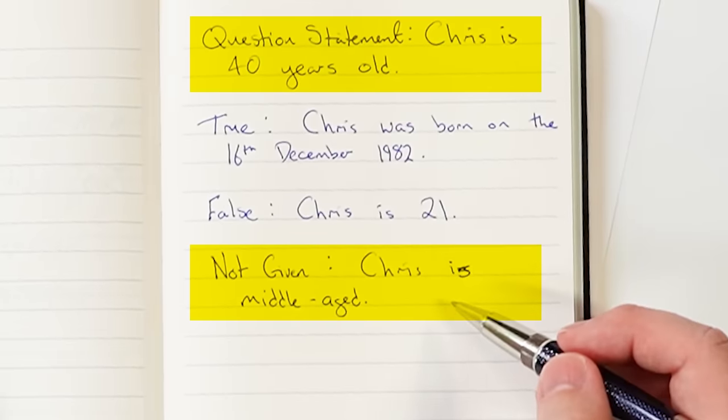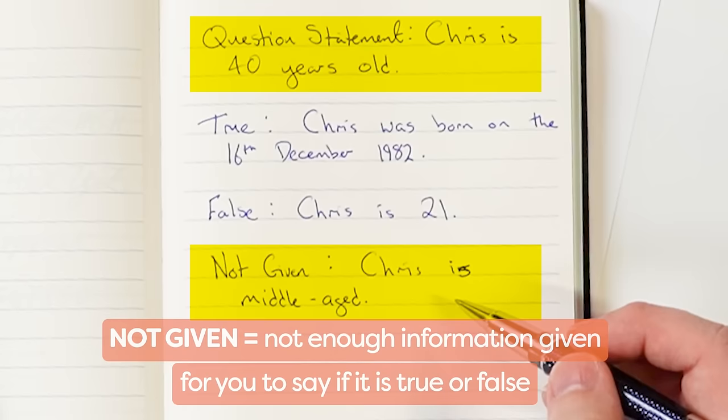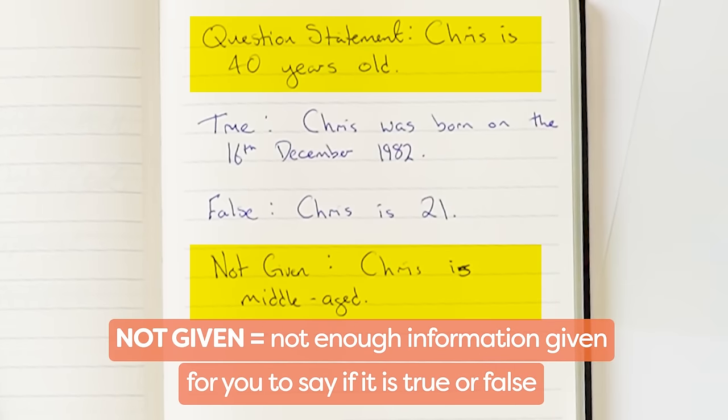So it is not given. There is not enough information given for you to say if it is true or false. Think about it that way. What really confuses people is they look for something that is not there. So if I told you to go into the next room here and look for a pen that is not there, you would be looking for a very long time.